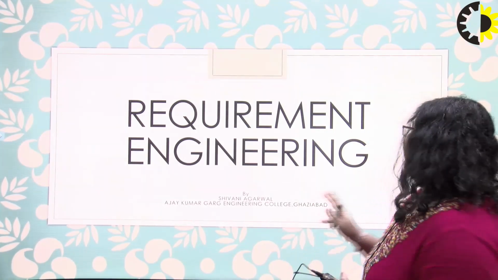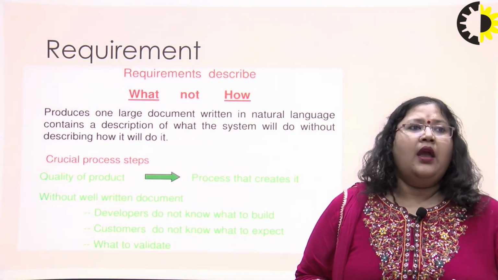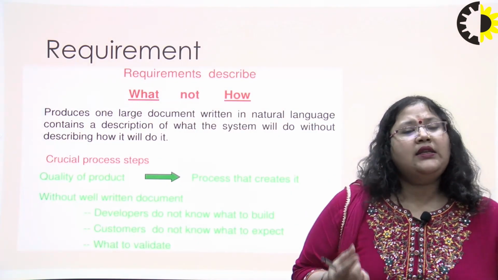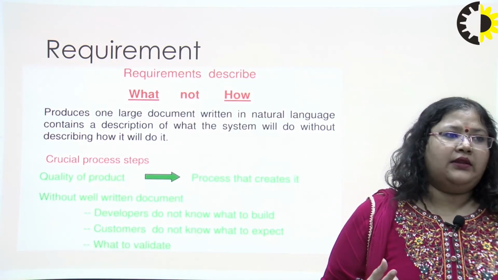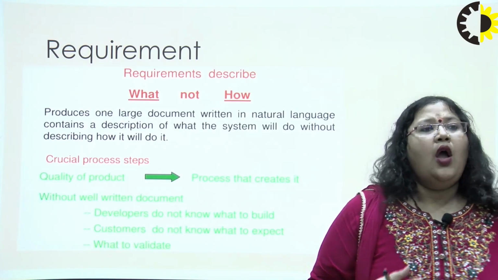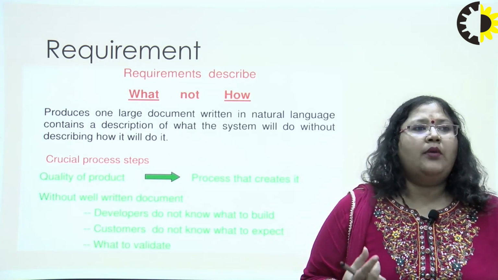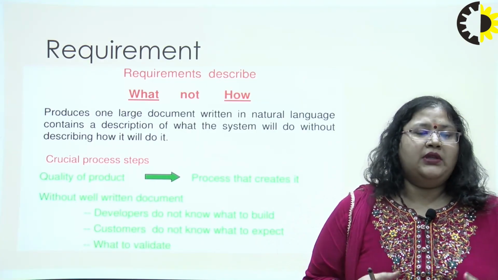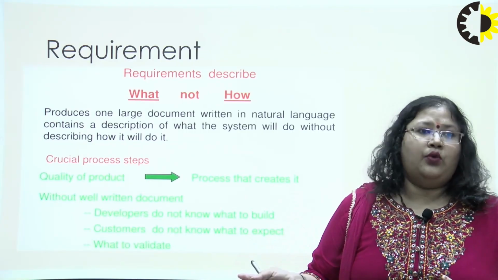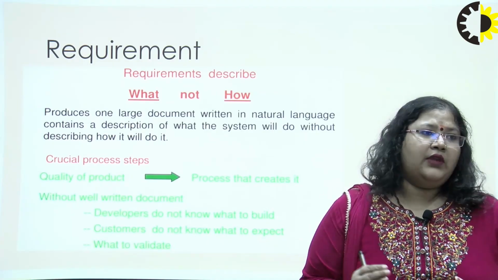So let's start. So basically, what is requirement engineering? What are the requirements? Basically, the requirements completely emphasize what. It does not describe how we have to collect. So requirements means we have defined requirements that are defined by the user or the system that you want to implement. These requirements are a one page large document written in very natural language. It contains the description of what the system will do. It does not emphasize how it will be done. So this is the basic thing of requirement engineering.